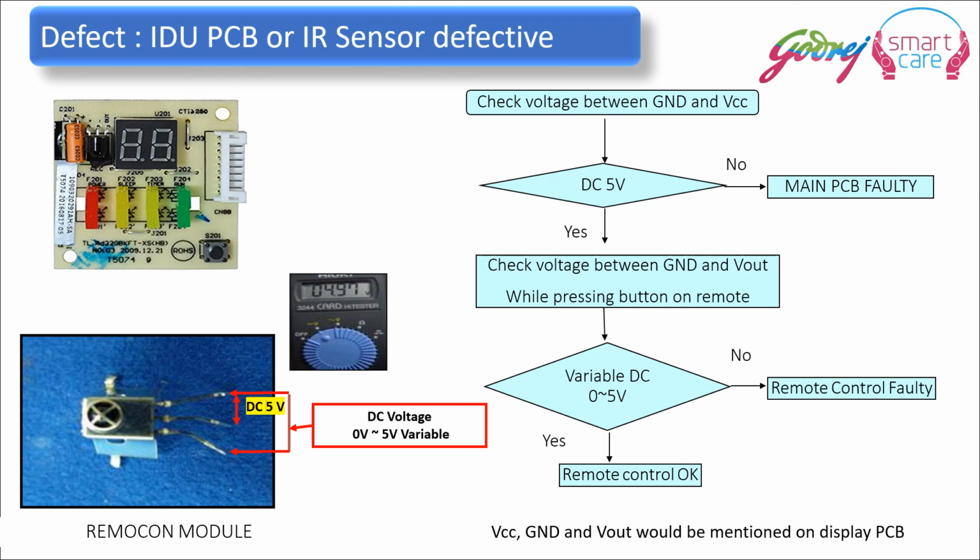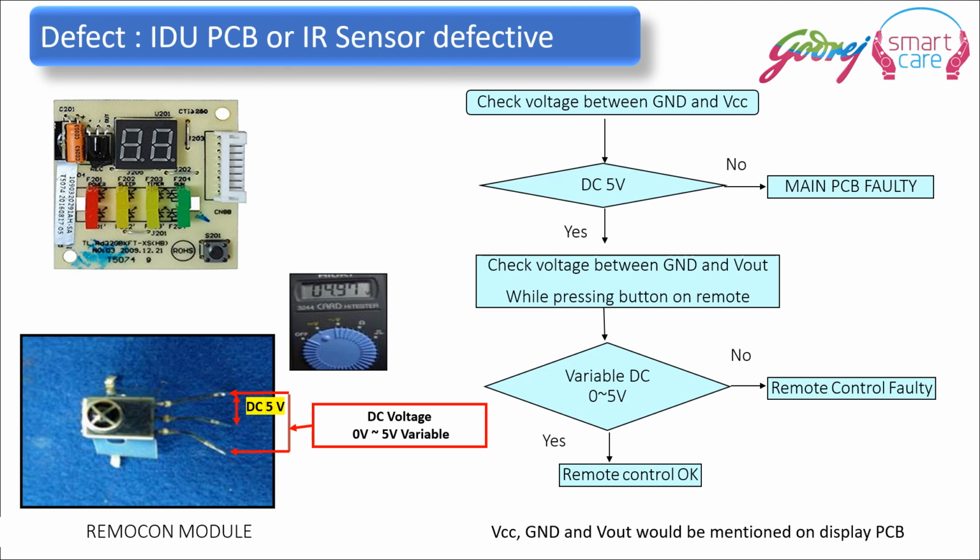Between those legs we have to check that, when the machine is on, there is a continuous voltage of 5 volt DC between these 2 terminals. If not, then the main PCB is faulty, because the main PCB is responsible for giving 5 volt DC to the display PCB. If this 5 volt is absent at the display PCB as soon as the machine is started, that means the main IDU PCB is faulty, because that is responsible for giving this 5 volt.